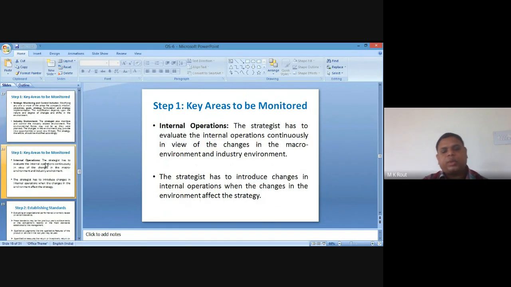Next key area to be monitored in case of step one, that is internal operations. In case of internal operations, the strategist has to evaluate the internal operation continuously in view of changes of macro environment and industry environment. So that is why, whenever a demand is provided, as far as the customer point of view is concerned, the demand is always uncertain from customer perspective. So they must evaluate the internal operation continuously, whether it is the availability of manpower, machines and tools, or the raw material qualities. So these also change according to the macro environment or your industrial environments.